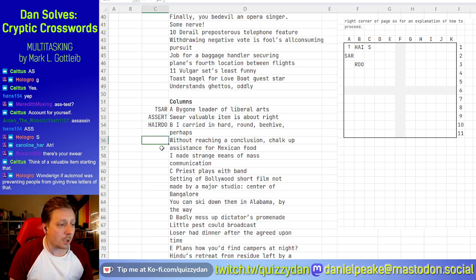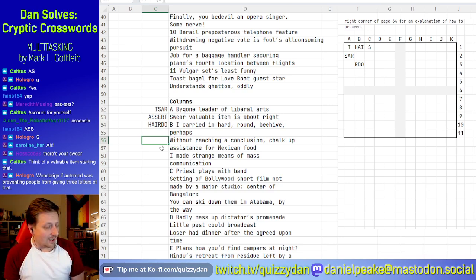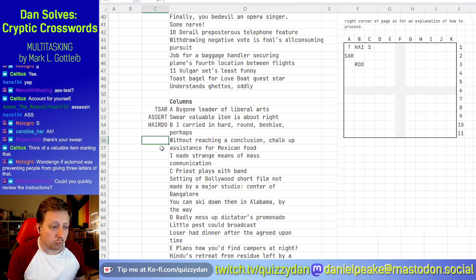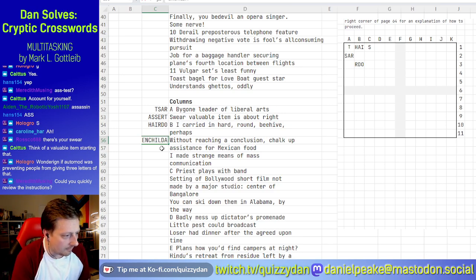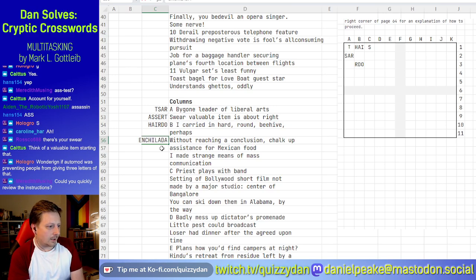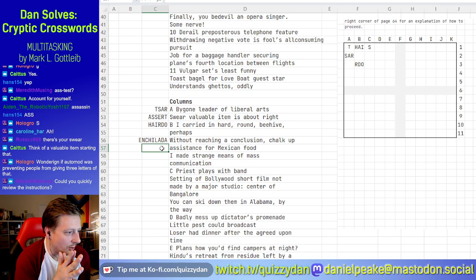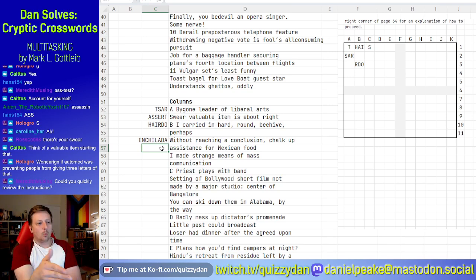Without reaching a conclusion, chalk up assistance for Mexican food. Okay. Chalk. Is chalk going to be like white? Or if you chalk something, you write? Or chalk up. I want it to be enchilada. Because I thought that had chal in it, but it doesn't. Because chalk, without reaching a conclusion, is just C-H-A-L. And if it's up, it would be L-A-H-C.